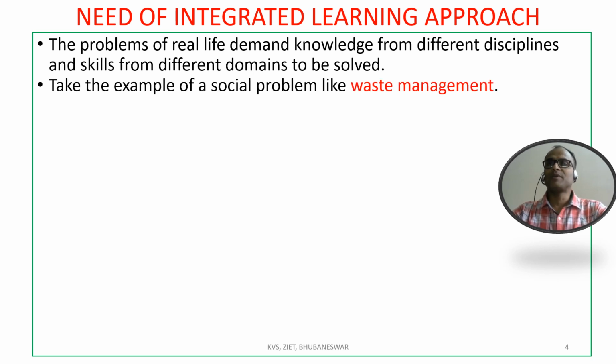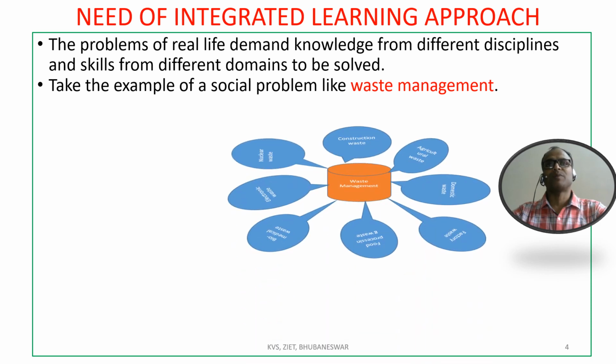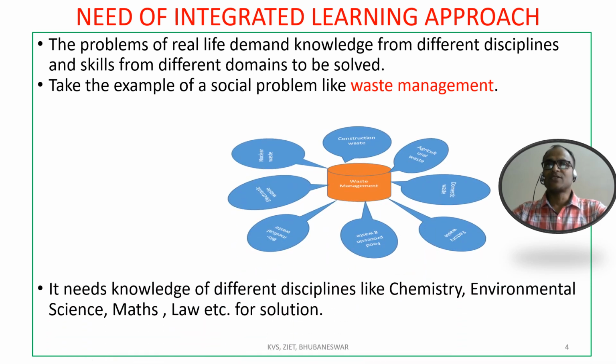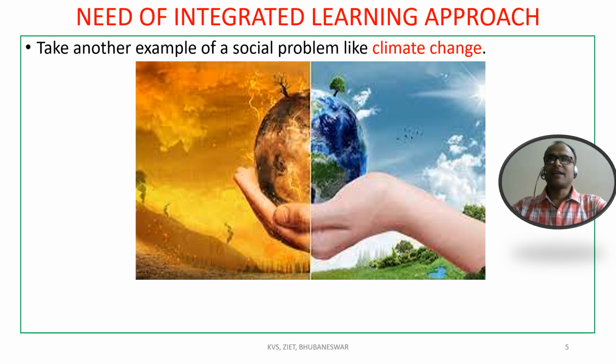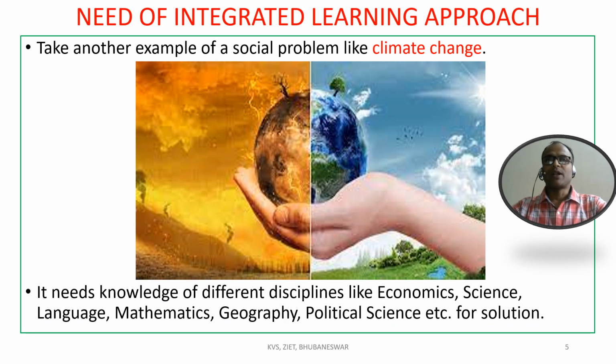Take the example of a social problem like waste management. It needs knowledge of different disciplines like chemistry, environmental science, mathematics, law, etc. for its solution. Take another example of a social problem like climate change. It needs knowledge of different disciplines like economics, science, language, mathematics, geography, political science, etc. for its solution.